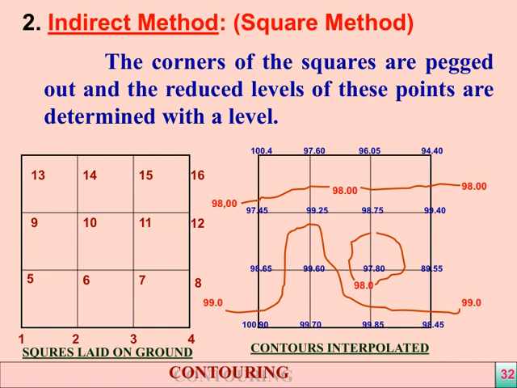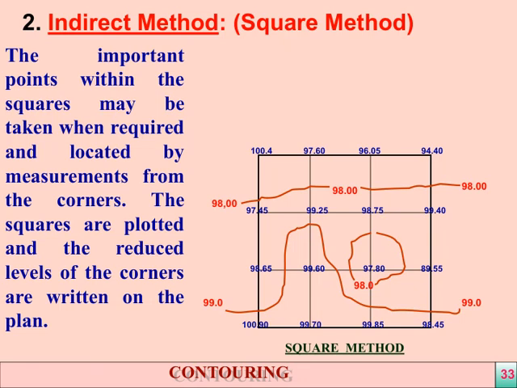the data points. Let's take a closer look at the indirect method, also known as the square method. On this slide, you can see a set of numbers arranged in a grid. These numbers represent the reduced levels at various points within the squares.